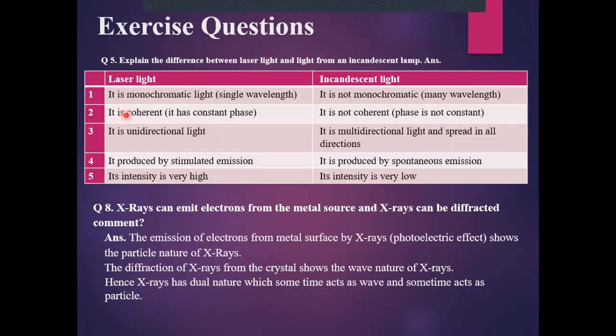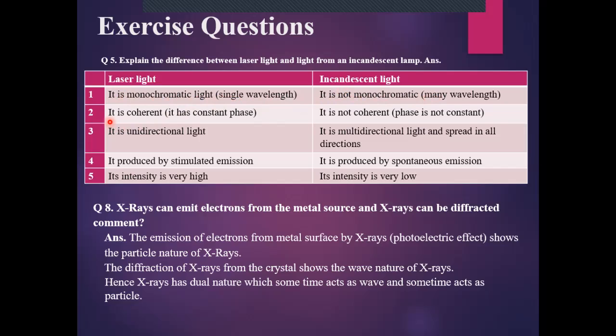So these are the few differences between these two. First of all, laser light is monochromatic, having a single wavelength, whereas incandescent light contains many wavelengths. For example, if the light emitted by an incandescent lamp is white light, it contains 7 wavelengths or 7 colors. Whereas in laser light, there is only a single wavelength or single color.